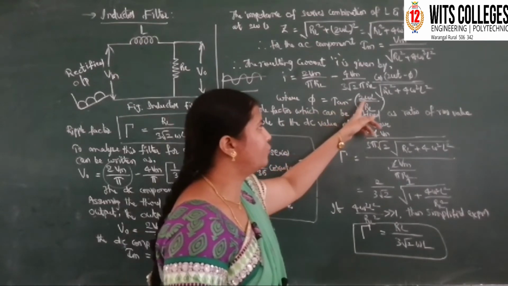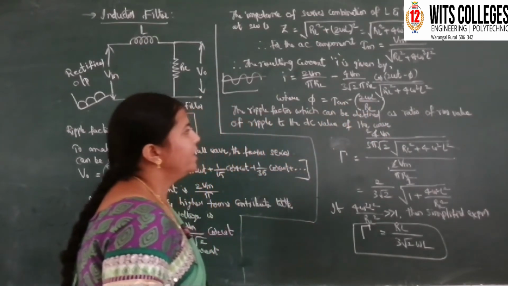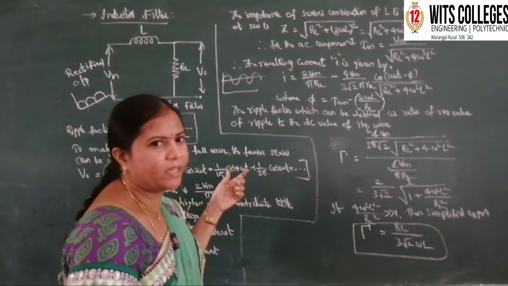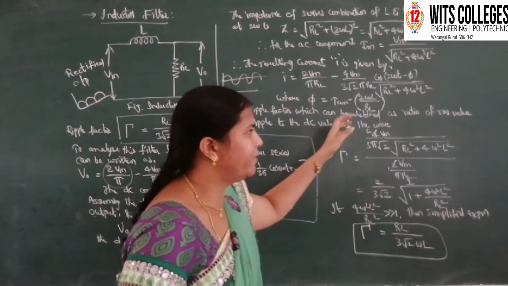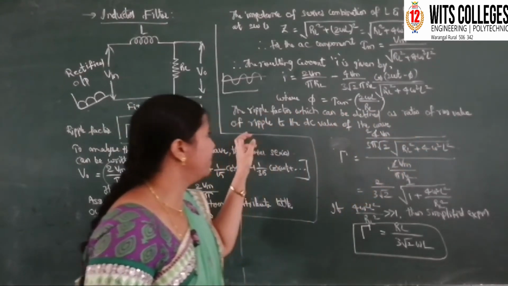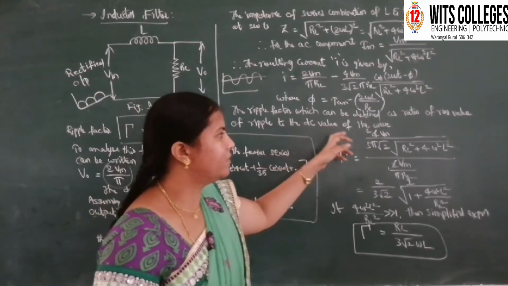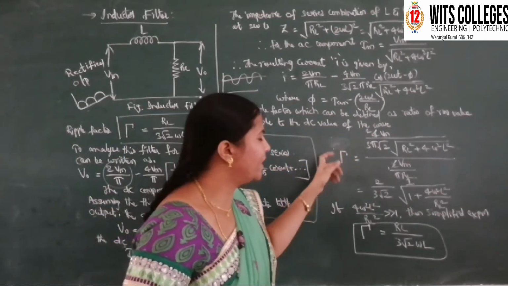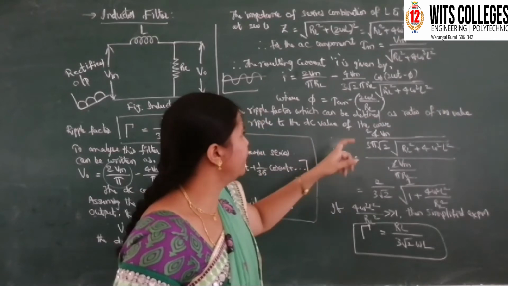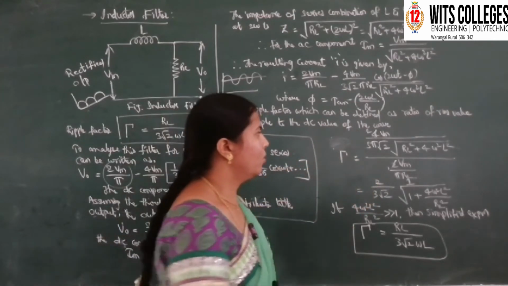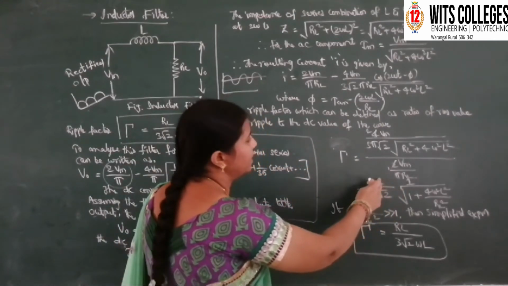nothing but tan inverse of 2 omega L by RL. So here, how will you define the ripple factor? The ripple factor can be defined as the ratio of the RMS value of the ripple to the DC value of the wave. So here the ripple factor is the ratio of Vrms by Vdc.